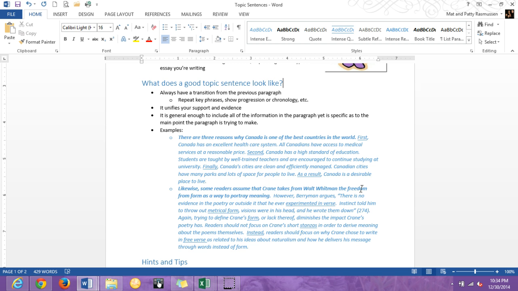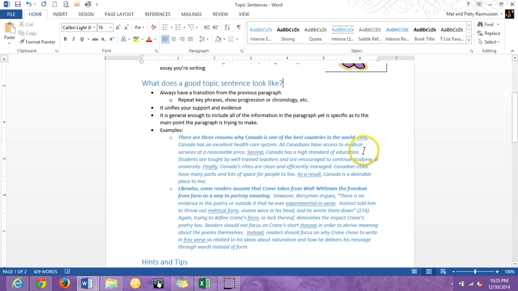So here are a couple of examples of topic sentences. I have included the entire paragraph so that you can see why it's an effective topic sentence. So here we go. There are 3 reasons why Canada is one of the best countries in the world. First, that's just showing progression within. So here's our first piece of information.